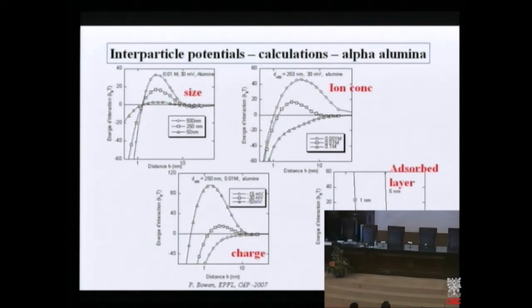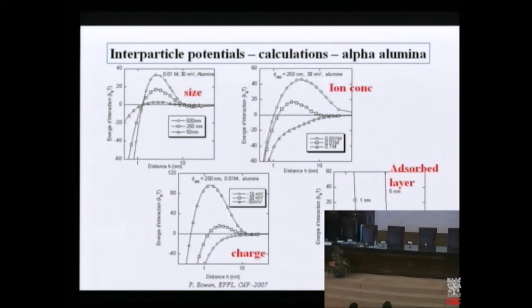So if you take the example of size, we have 10 to the minus 2 moles, 30 millivolts, alumina. So this is our zeta potential. If we have particles of 500 nanometers, we have a potential barrier of 30 kT. 250 nanometers, it's less. 50 nanometers, there's no barrier. So you can have these conditions. It can be good for some size particles, but not for others. It depends on the size.